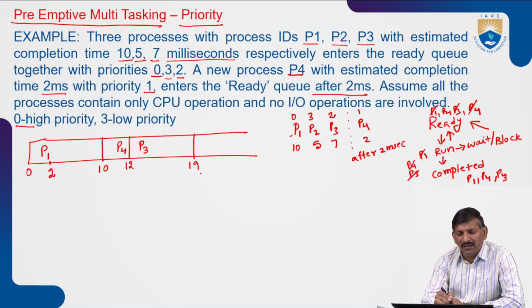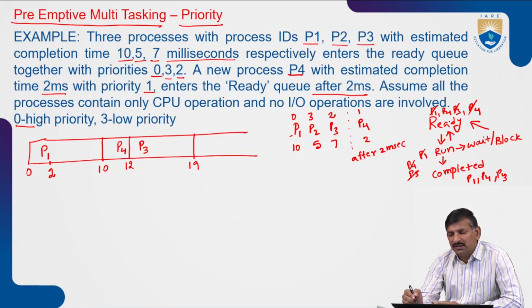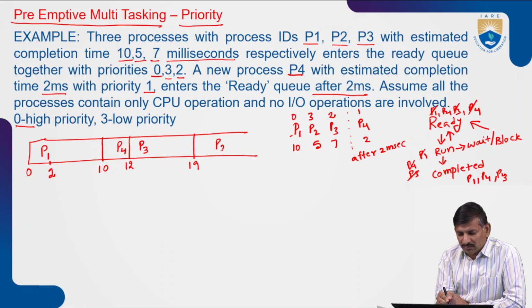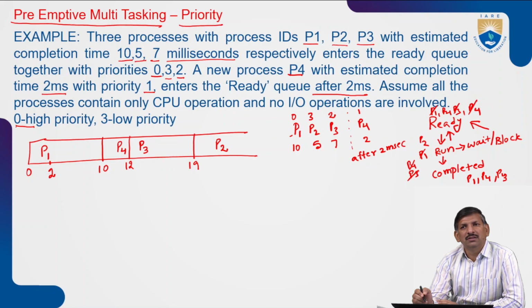Next, at the 19th millisecond, what are the processes available in the ready state? Only P2 is available. So P2 is scheduled for execution. P2 is entered into the running state.